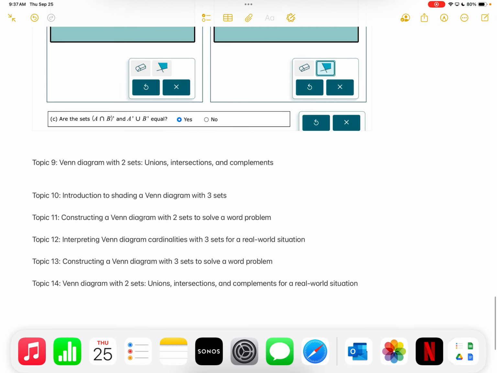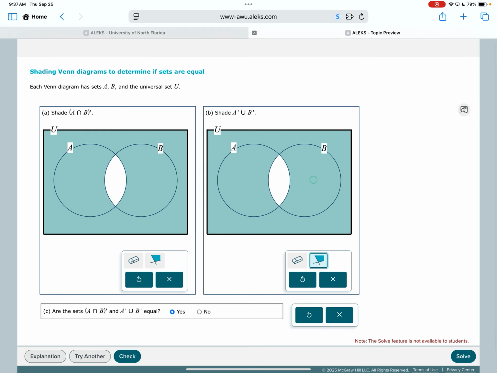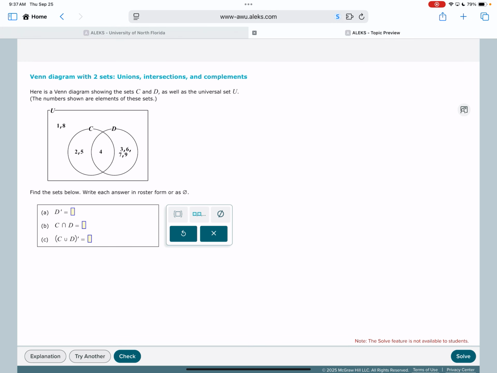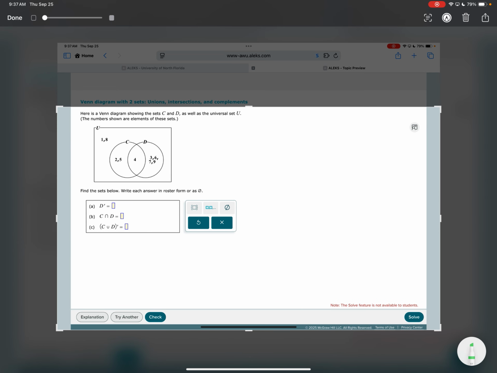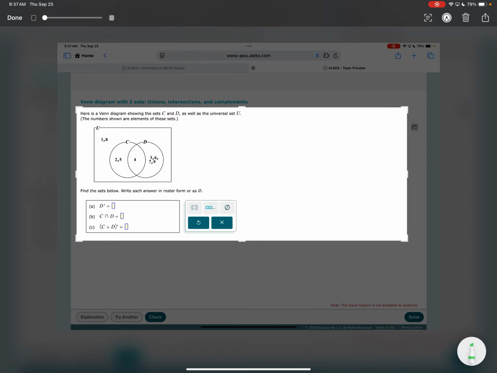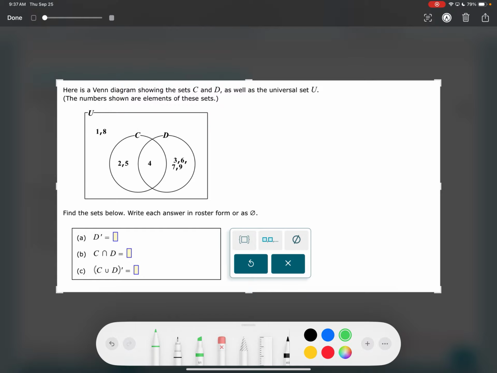Okay. All right. Venn diagram with two sets, unions, intersections, and complements. On this one is reading a Venn diagram. We'll do a screenshot. This one's not too bad, but you do have to be careful with the symbols. I guess we didn't get to do this on the last one, so we will do it on this one.